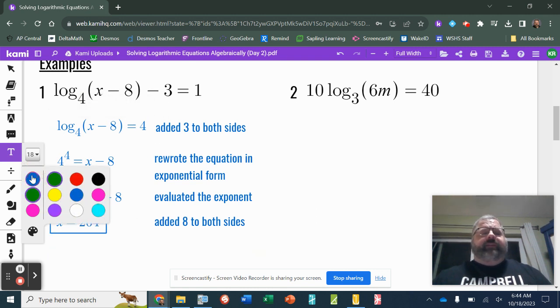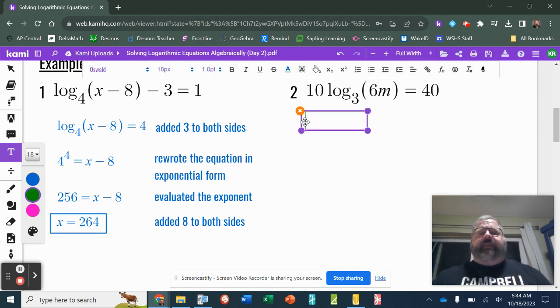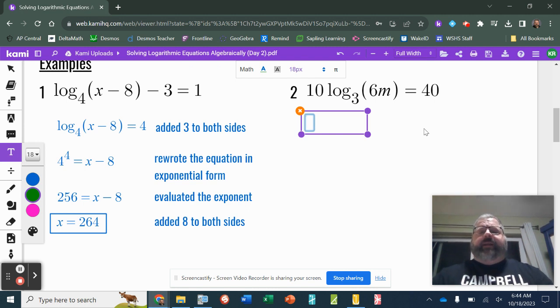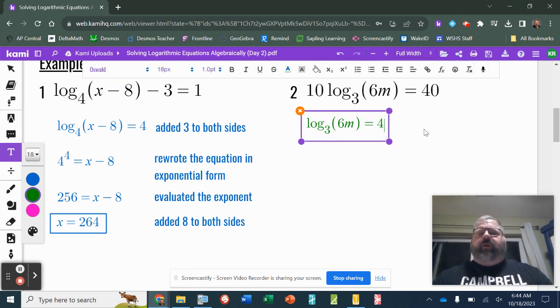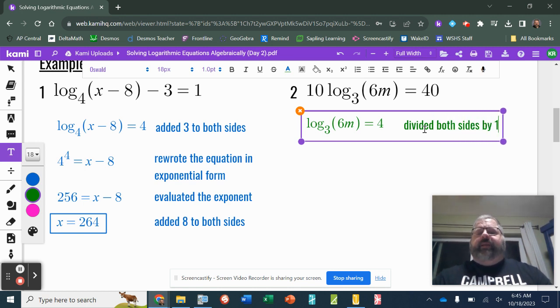Again, this one is not isolated because it has times 10 to it. So the first thing I need to do is isolate the logarithm. To do that, I'm just going to divide both sides by 10 because I've got multiplication. Its opposite operation is division. That's going to leave us with log base 3 of the quantity 6m is equal to, and 40 divided by 10 would be 4. So all I've done here is divided both sides by 10.